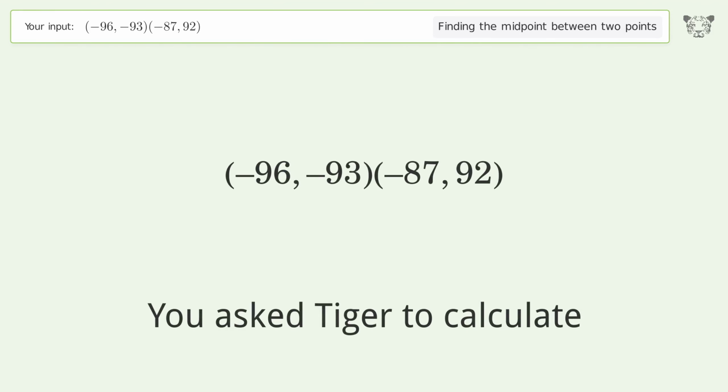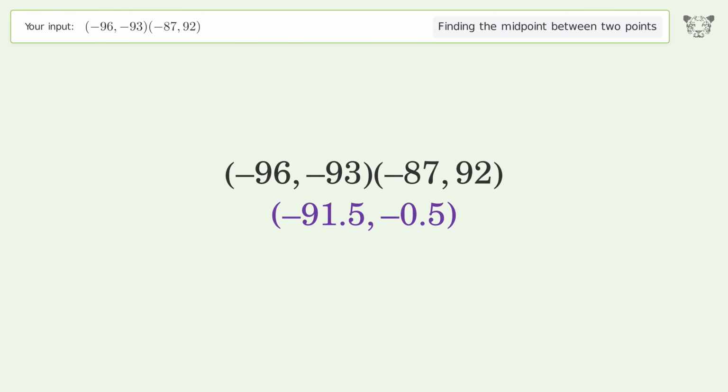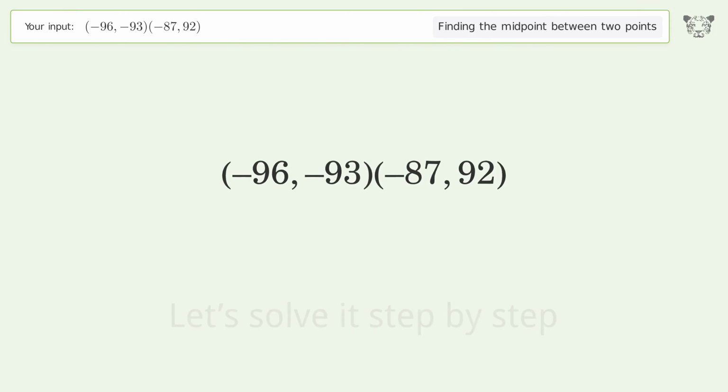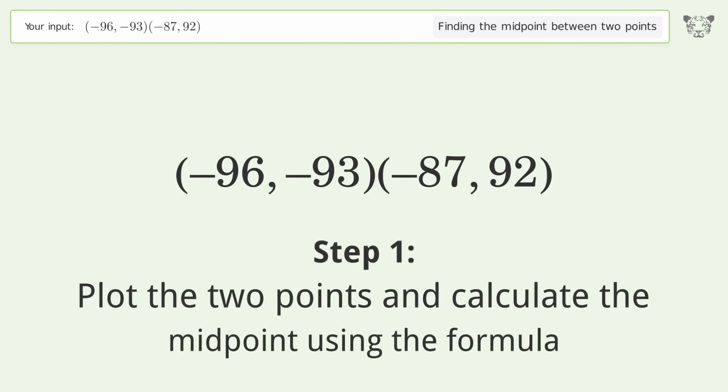You ask Tiger to calculate. This deals with finding the midpoint between 2 points. The midpoint between the 2 points is negative 91.5, negative 0.5. Let's solve it step by step. Plot the 2 points and calculate the midpoint using the formula.